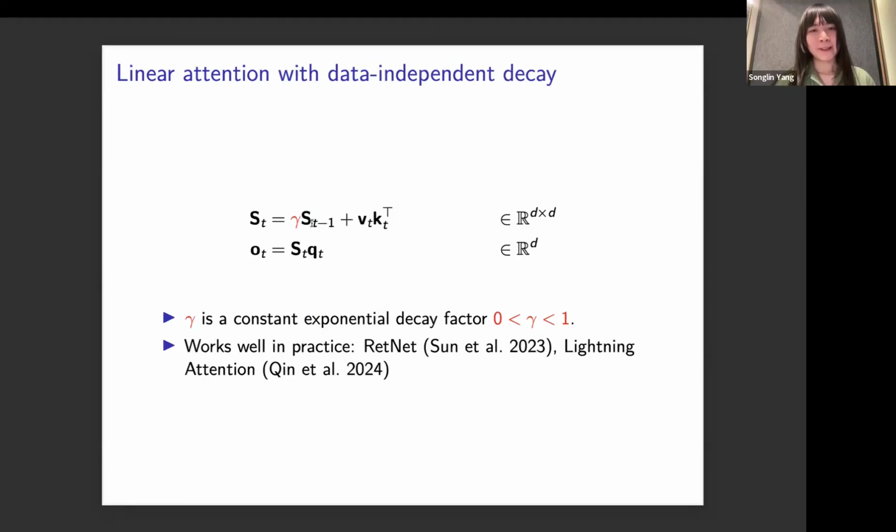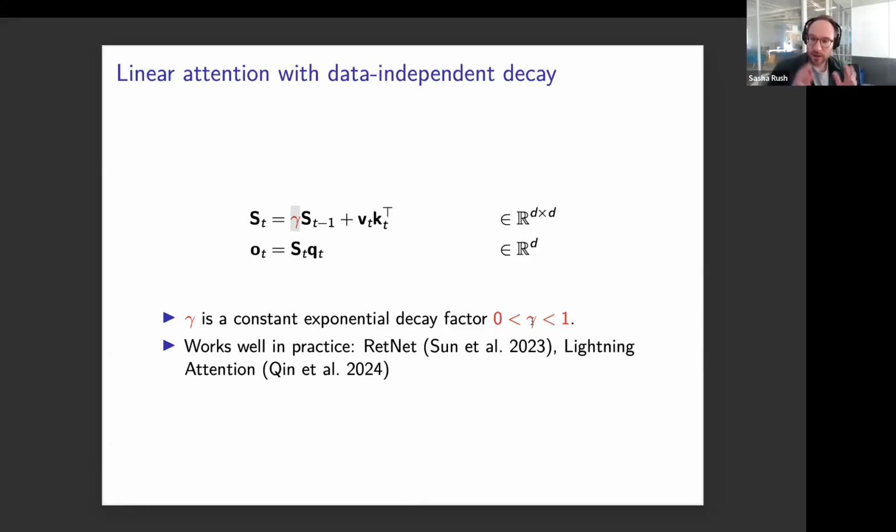A very simple fix for this is to have a decay term. Here, gamma is a constant exponential decay factor within the range of 0 to 1, often referred to as the decay rate. By having a decay rate, the distant tokens are being forgotten, and the model can weigh more on the recent tokens. This strategy has been shown to be very effective in several recent models, such as RetNet and lightning attention, which was used in the MiniMax-01 model.